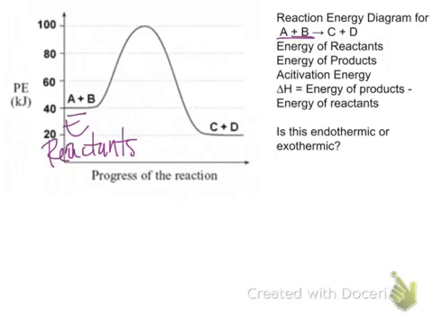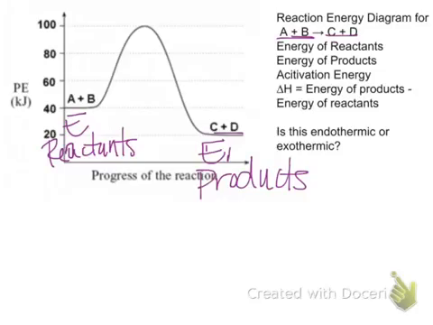Yeah. So then what do we call the things we end up with? Okay, since I have C and D, and C and D are my products, this would be the energy of my products over here. Yeah, the reactants and the products we're pretty familiar with.